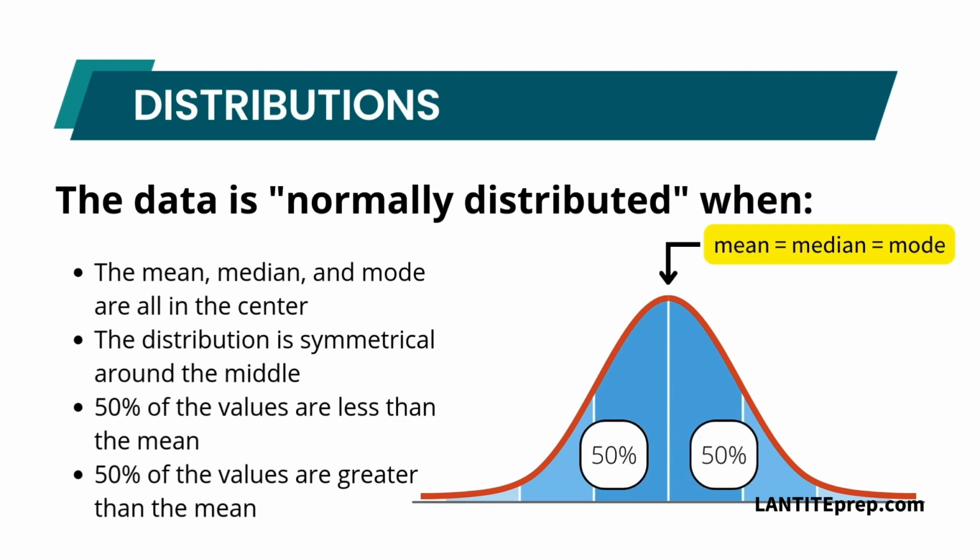Furthermore, we say the data is normally distributed when the mean, median, and mode are all in the center. The distribution is symmetrical around the middle. 50% of the values are less than the mean. 50% of the values are greater than the mean.